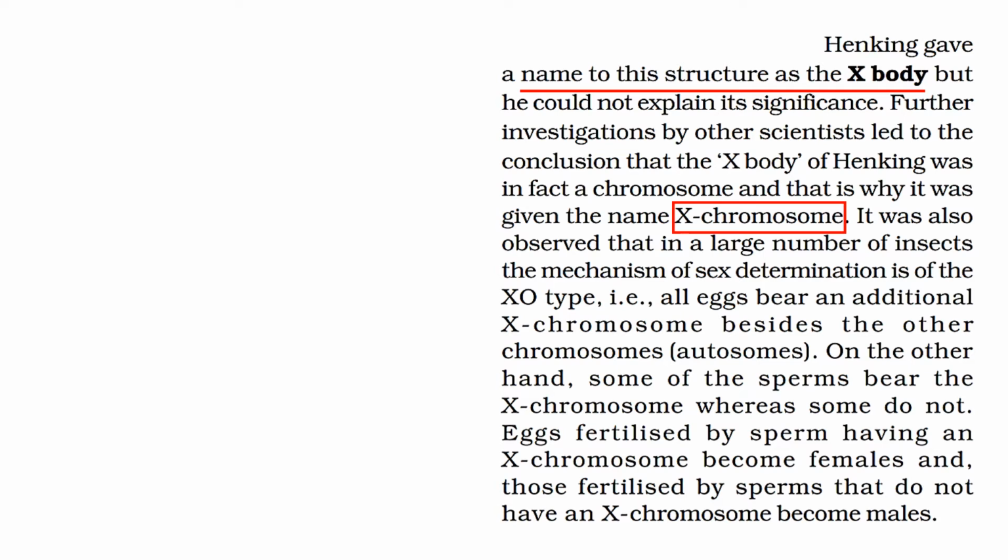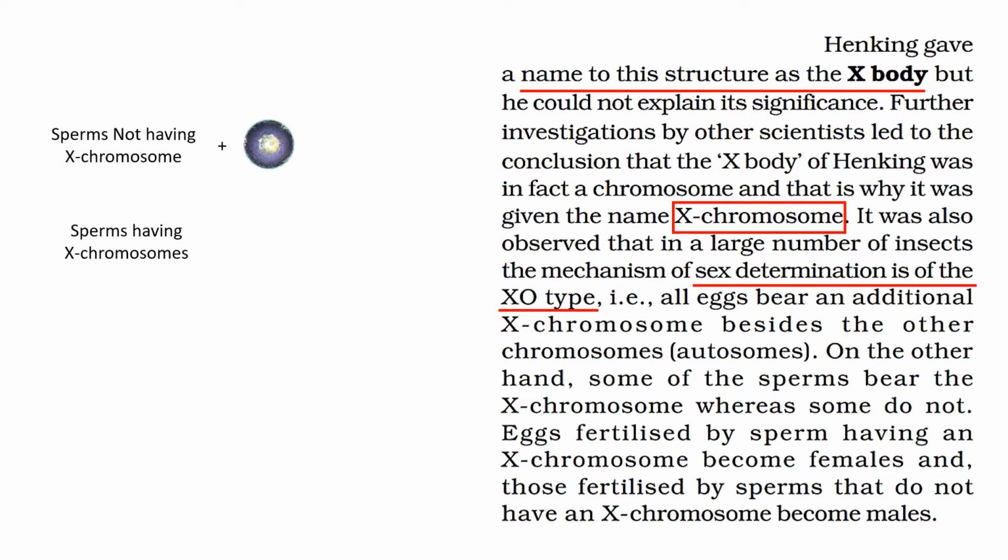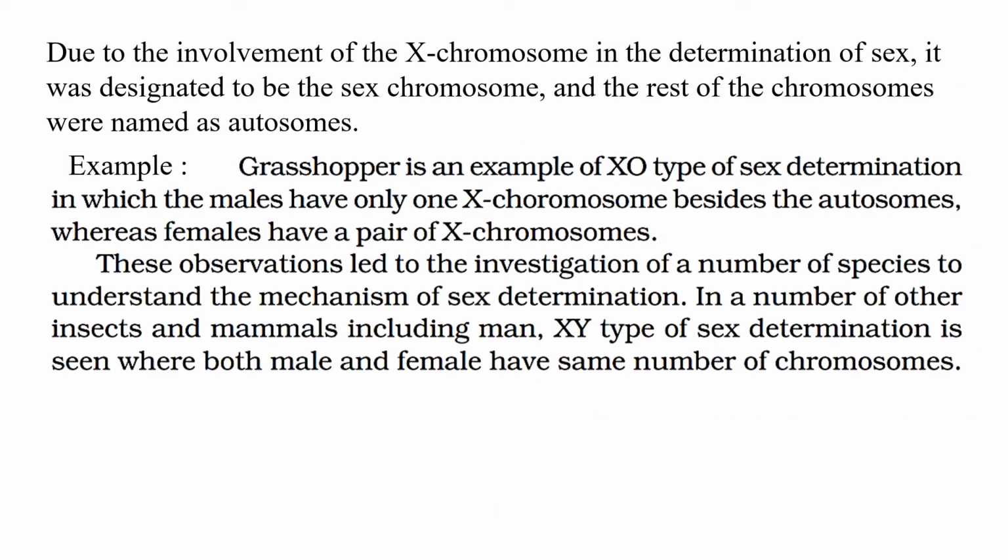It was also observed that sex determination in insects is of the XO type. This means that all eggs have an additional X chromosome, besides the other chromosomes, while some sperms had an X chromosome whereas some did not. Eggs fertilized by sperm having this X chromosome became females, and those fertilized by sperms that did not have an X chromosome became males. As this X chromosome helps to determine the sex of the offspring, it is known as the sex chromosome. And the rest of the chromosomes are known as autosomes.